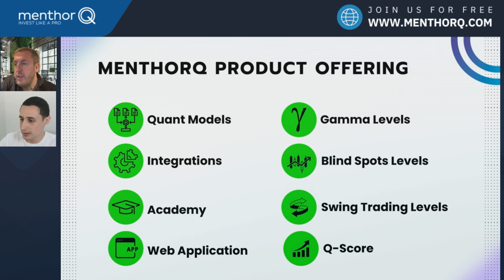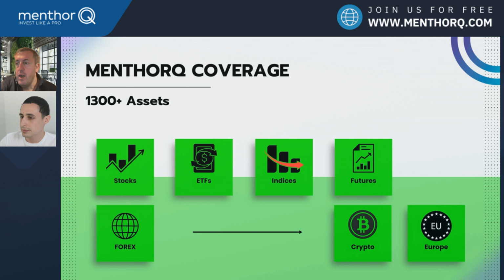Now let's go into what we provide for traders. Within our platform, we give you access to our quant models and our gamma levels. We're going to look at blind spots, some of those today, but we also give you access to our application and our advanced models that you can then use to formulate your trading strategy. We cover about 1,300 assets that include stocks, ETFs, indices, and futures. We also now have data on Forex, so Forex traders can also use it. And we are launching our crypto gamma levels at the end of the month.